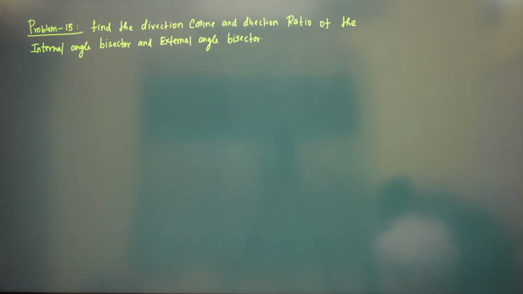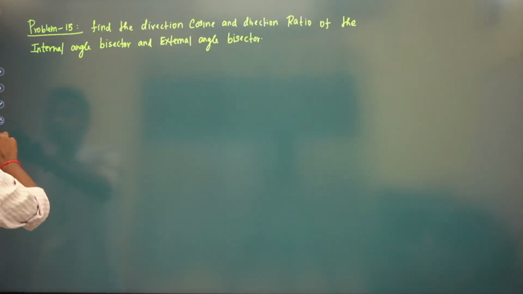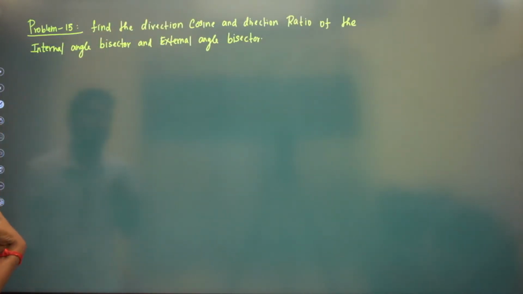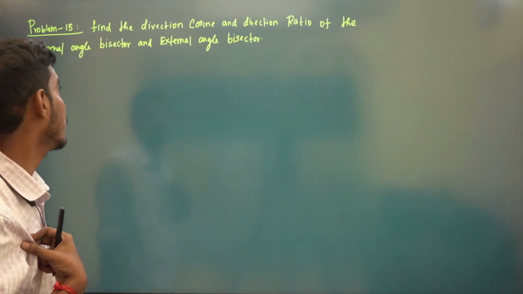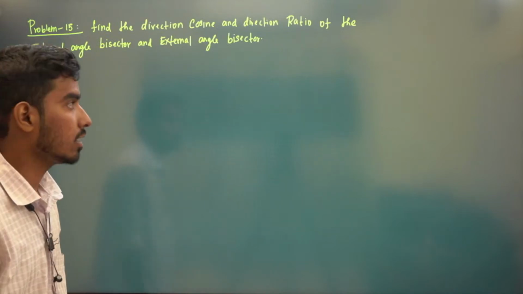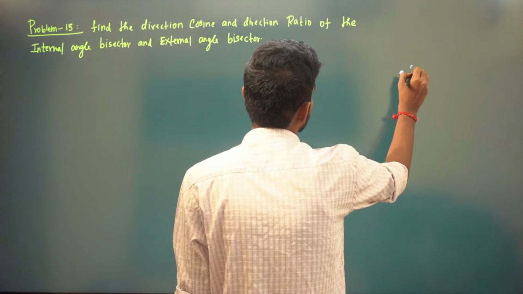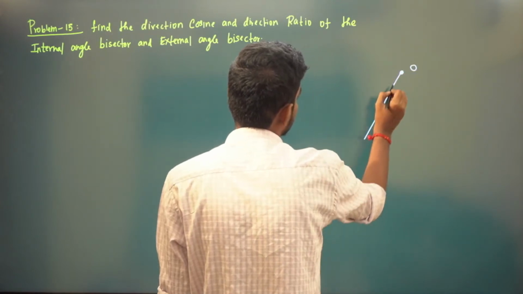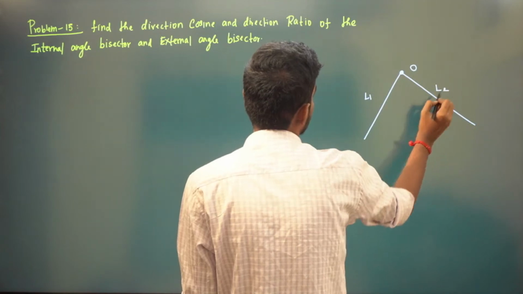So we'll do the last problem and then we'll wind up this. Find the direction cosine and direction ratio of internal angle bisector and external angle bisector. Right? So first we will find DR and DC for the internal angle bisector. So let us take an origin. We have two lines. This is our L1, this is our L2.